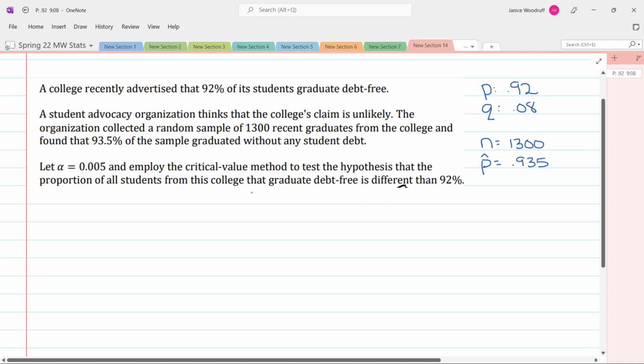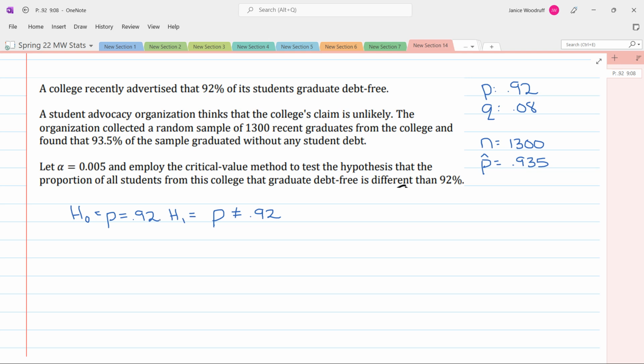Okay, so our null hypothesis and our alternative hypothesis. We want to test the proportion to see if it's different than 92%. So the alternative hypothesis is going to be p is not equal to 0.92. And then the null is that it is equal to 0.92. Okay, so we have all of our information here.